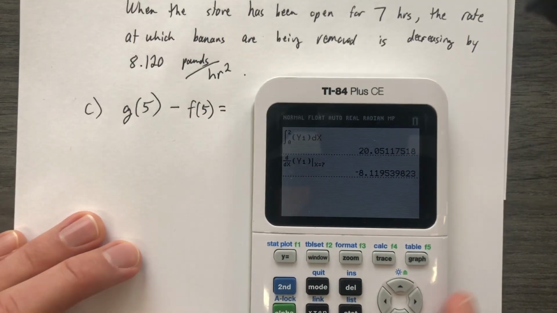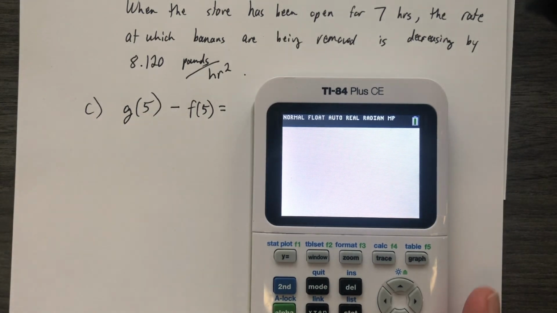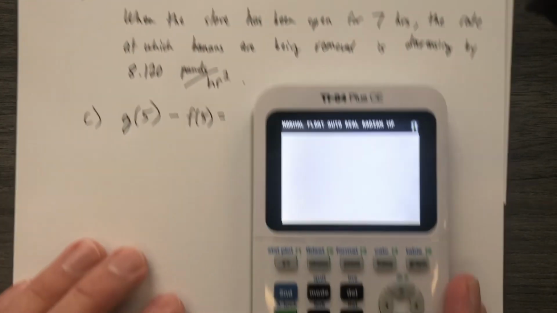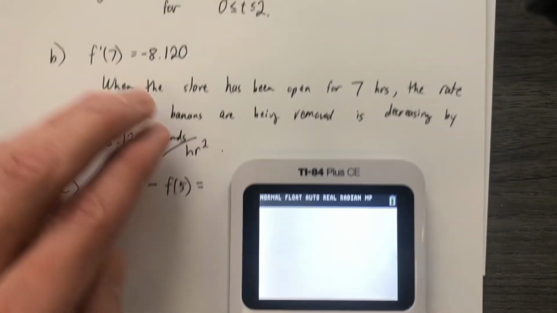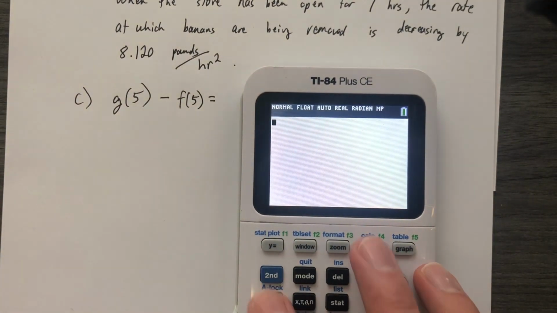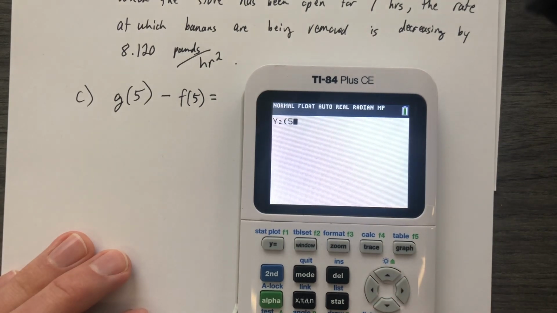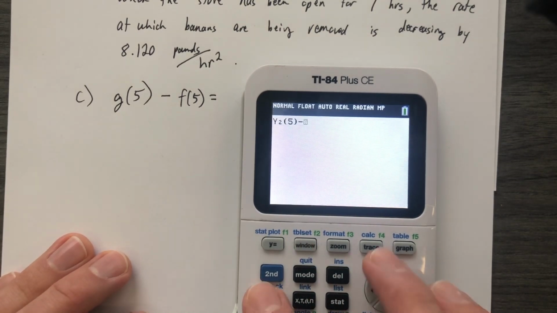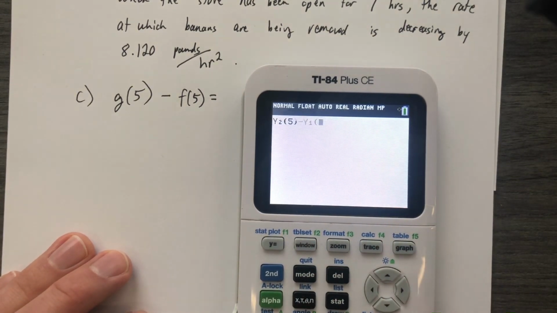So let's just type it in. I'm not going to take the derivative of g and f. That is in the context of what we did here. This is just pure rate. This is the rate of the rate. It gets wordy. All right, y2 of 5, because that's the g function, minus y1 of 5.